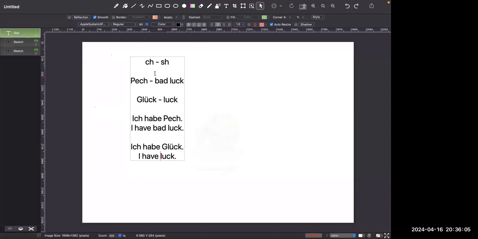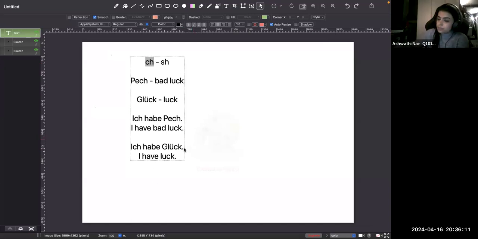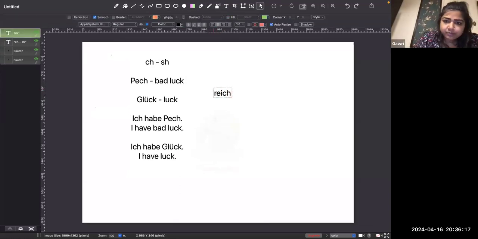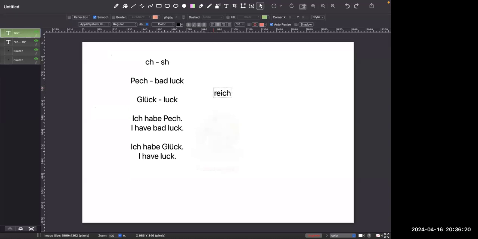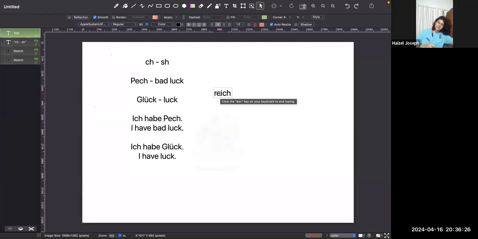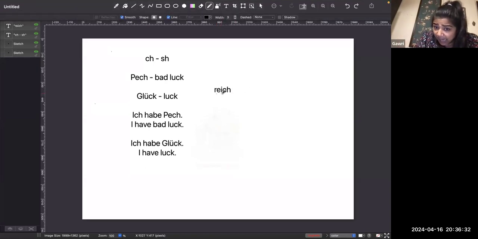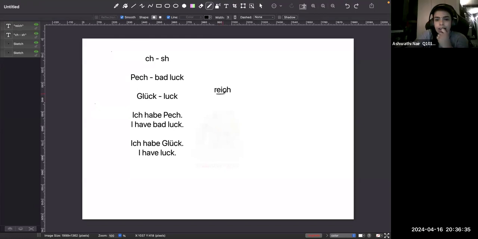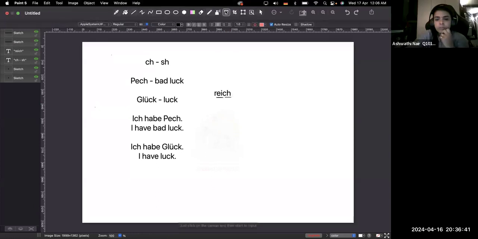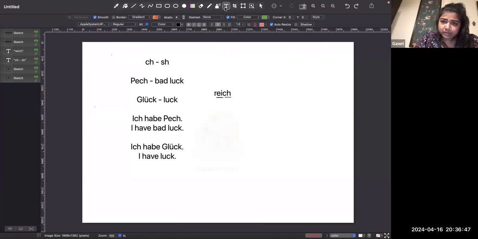So how is the combination of CH pronounced? Sh. So guys, for example, if there is a word like this: Reich. In this word there are two combinations. The first combination is EI. How is EI pronounced? I. And then we have the combination CH, pronounced sh. So pronounce it Reich.